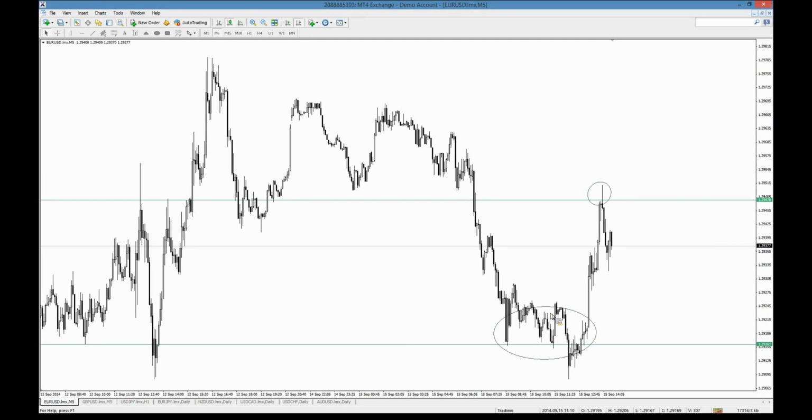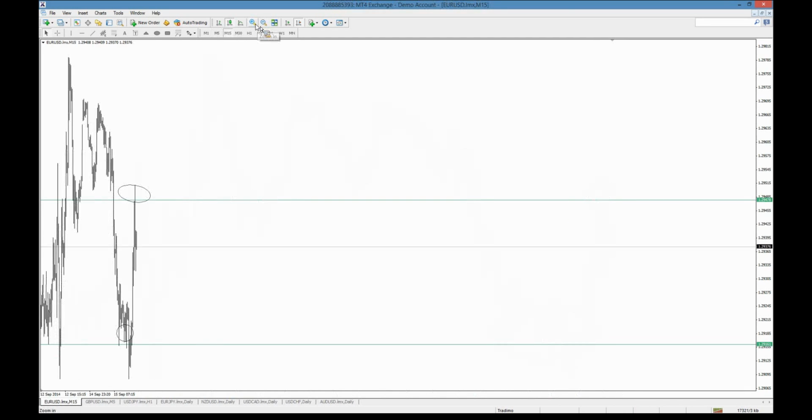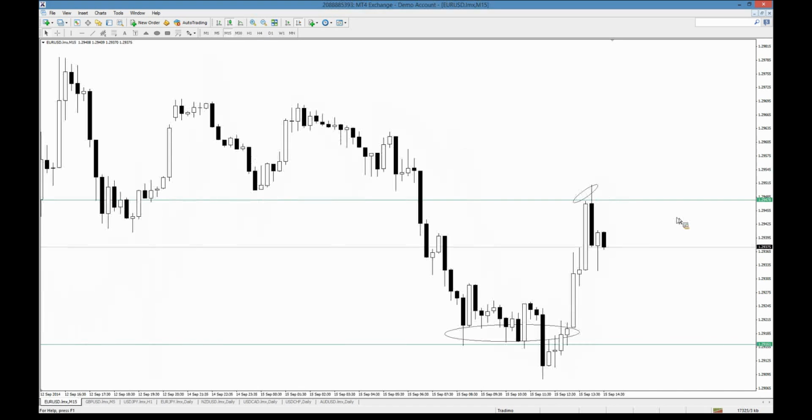So just for example, we've got resistance up here. Let's say price hits resistance. It's just a matter of finding how you want to trade these levels, okay? Now, I'm not a huge fan of candle patterns. I just think they get you in way too late.